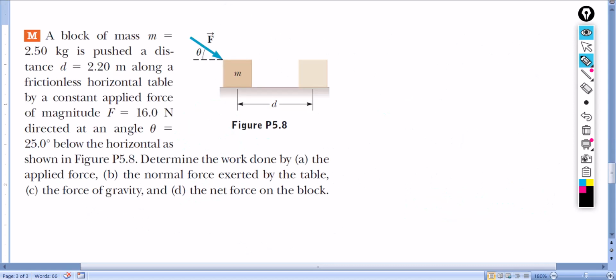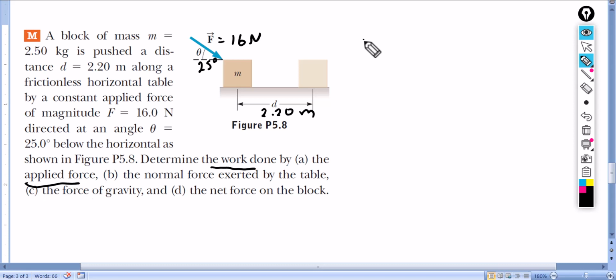Here's another problem, but this time the object is being pushed. So instead of being pulled, it's being pushed. We do know that the mass of this is 2.5 kilograms, which if we need to convert it into a weight, we can if we need that force in the future. But it displaces a total of 2.20 meters. This applied force is 60 newtons, and this theta is 25 degrees. Determine the work done by the applied force.